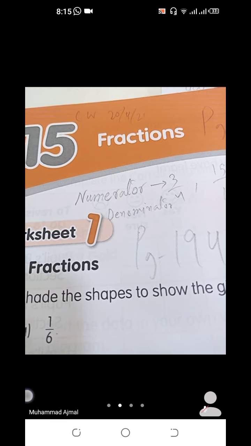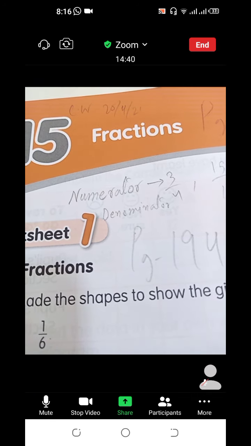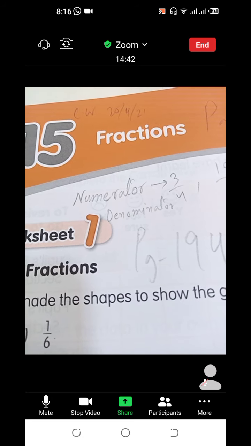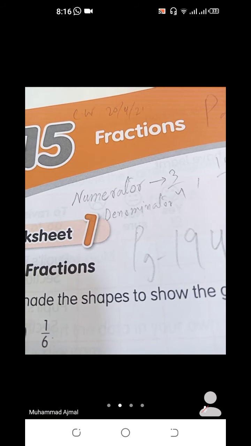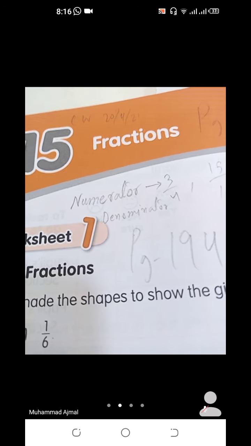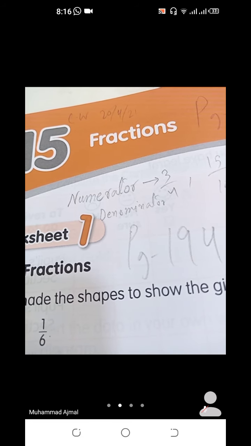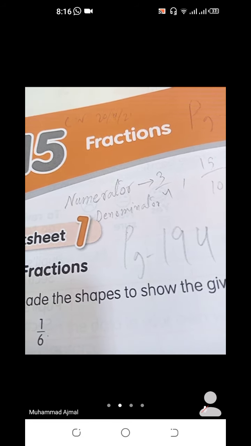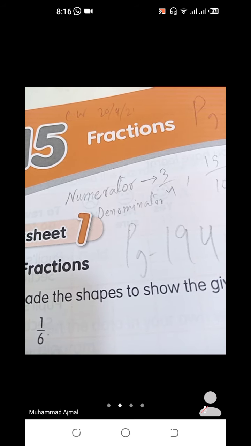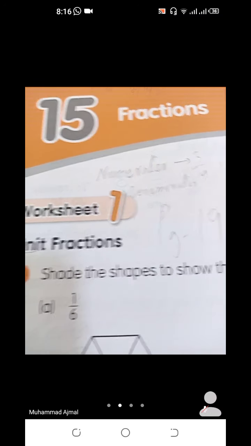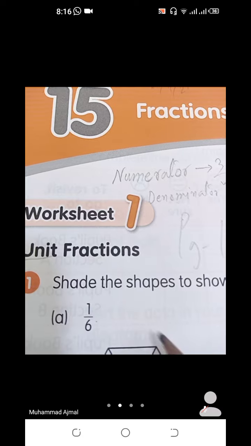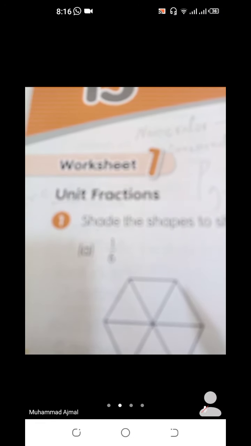Okay, the above number is called numerator and the lower number is called denominator. A fraction is made with two numbers. There are two numbers in a fraction. When the above number, the numerator of a fraction, is 1, this is called a unit fraction.